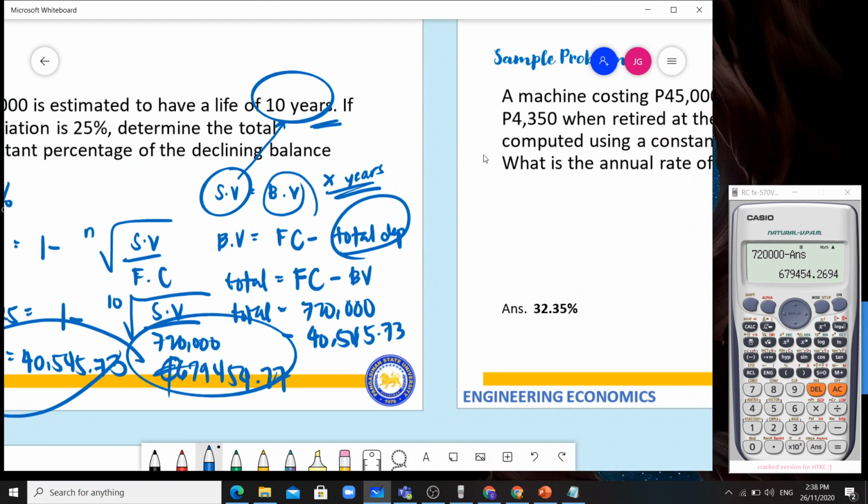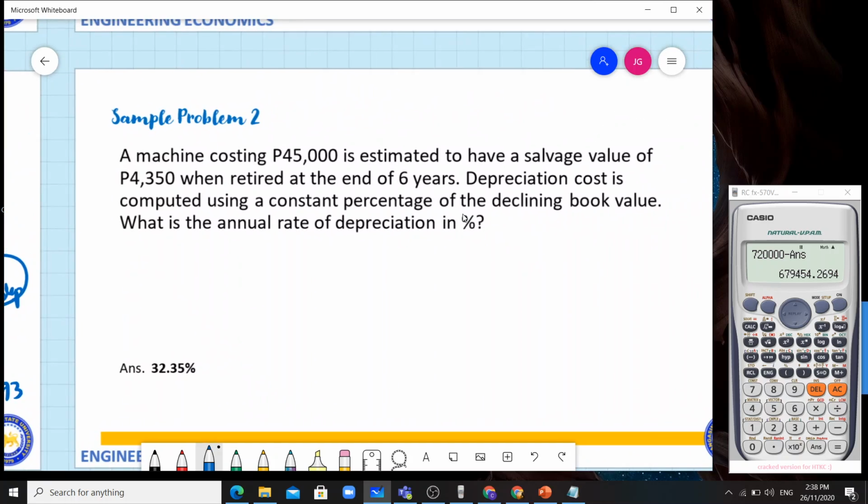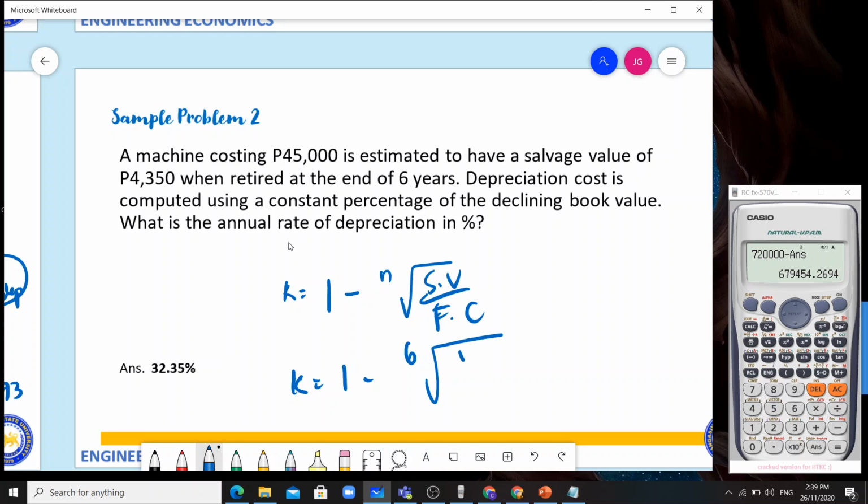So let's proceed to sample number 2. A machine costing 45,000 is estimated to have a salvage value of 4,350 when retired at the end of 6 years. Depreciation cost is computed using a constant percentage of the declining book value. What is the annual rate of depreciation? So we are looking for K. We know that K is 1 minus the nth root of salvage value over first cost. So we substitute 6. Salvage value is 4,350 over 45,000.